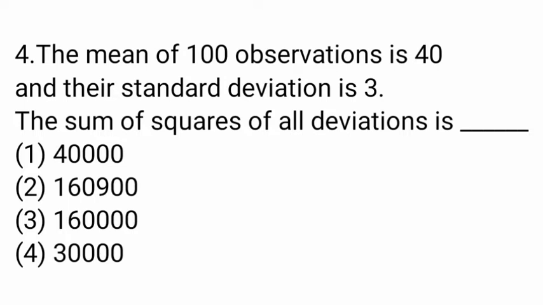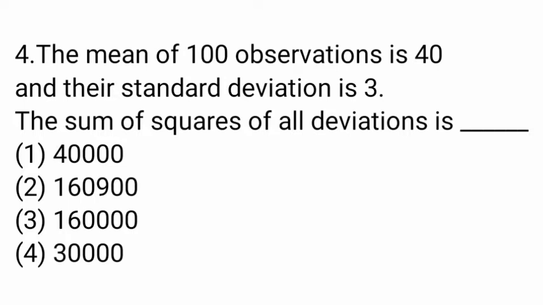Fourth one, the mean of 100 observations is 40 and their standard deviation is 3. The sum of square of all deviations is equal to: first option 40000, second option 160900, third option 160000, fourth option 30000. What is the question? The mean of 100 observations is 40, so x bar is 40, and the standard deviation sigma equal to 3.